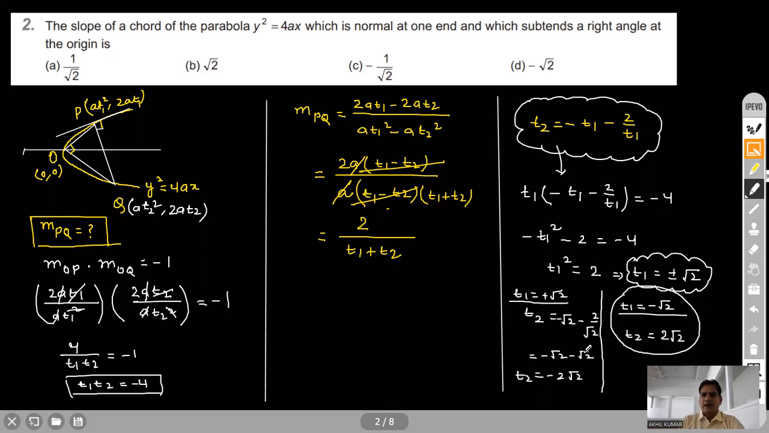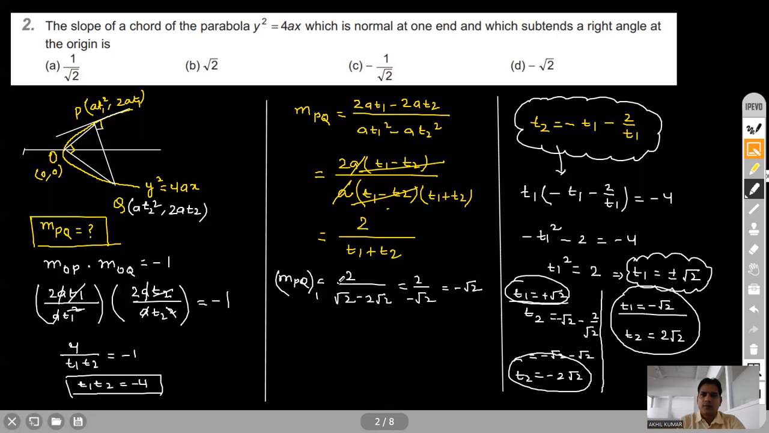So this is one case and this is another case. Where t1 is equal to root 2, we got t2 as minus 2 root 2. So now the slope of PQ, if you observe, will be 2 upon t1 plus t2, that means root 2 and minus 2 root 2. So from here, we get the value as 2 upon minus root 2, so minus root 2. So this is one possible slope of PQ.